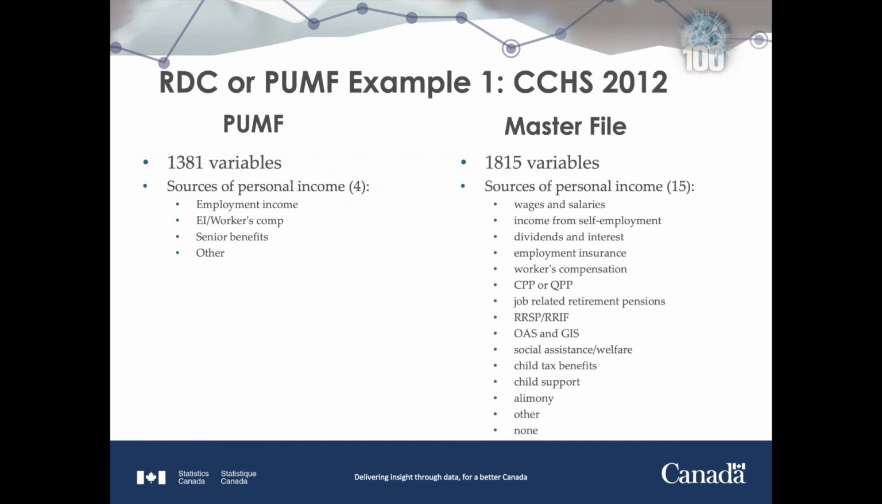However, if your research was specifically looking at child-related sources of personal income, such as the child tax benefits or child support, these would not be available in the public dataset. Therefore, RDC access would be required to complete the research project.